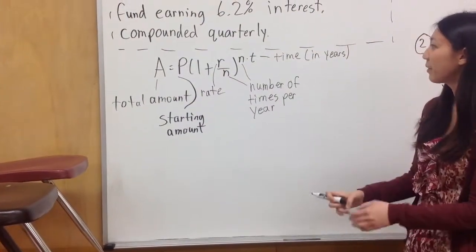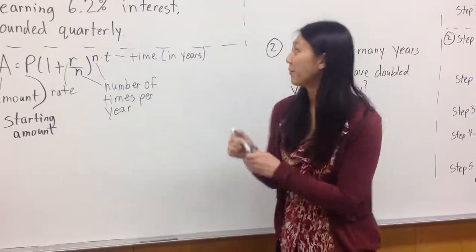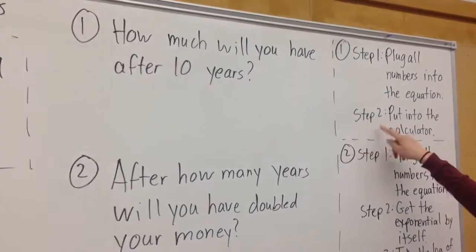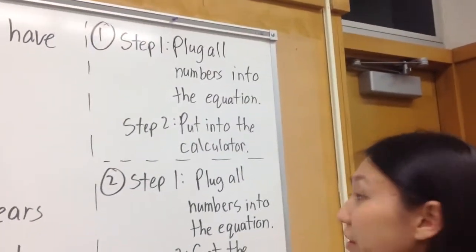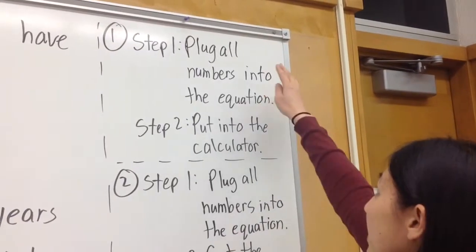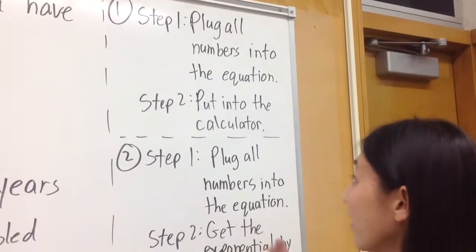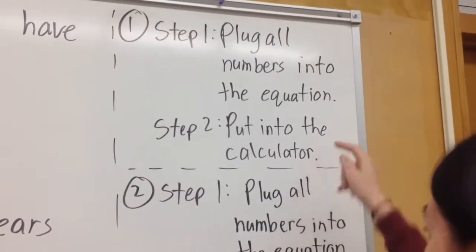Okay, I'm going to go ahead and look at our steps that we're going to be using for these problems. We have number 1 here, and for number 1, these are the steps. The first thing we're going to be doing is we're going to use that equation that I just talked about, and we're going to plug in all the numbers into the equation, into the appropriate places. The second thing, which is the last step, is you just put it into the calculator.